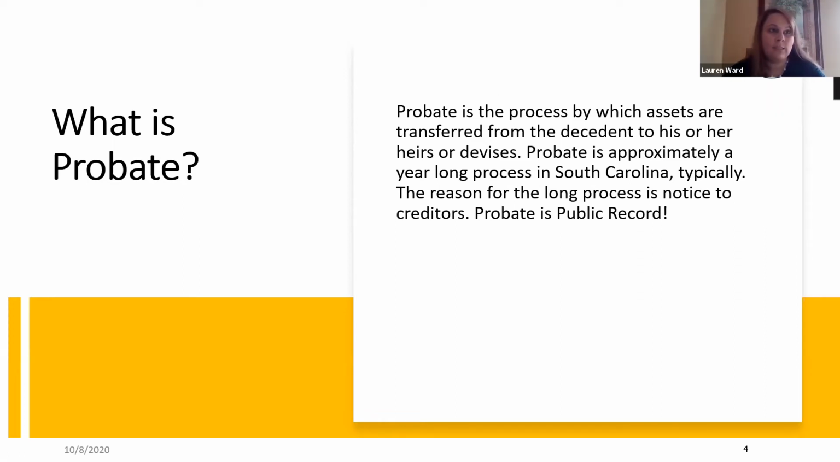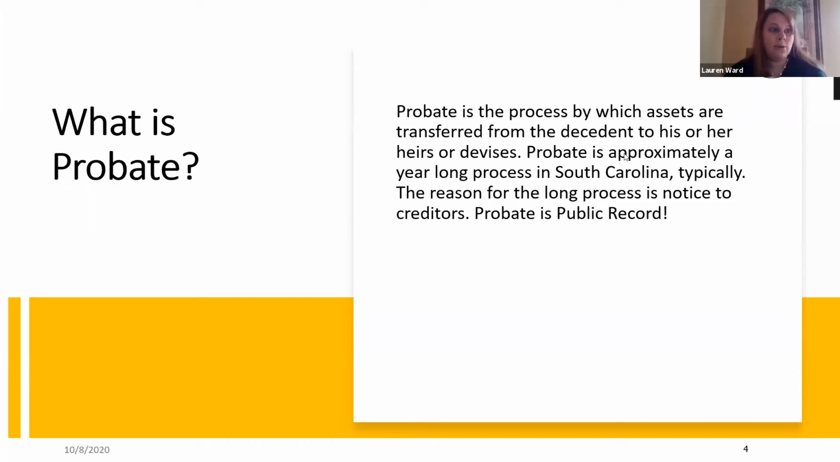Probate is the process by which assets are transferred from the decedent, that's the deceased individual, to his or her heirs or devisees. Probate is approximately a year-long process here in South Carolina. It's 8 months, but by the time you open it and everything, it's usually about a year. The reason for the long process is we have to give notice to creditors, and they get an 8-month period, and we'll talk more about that in a second.